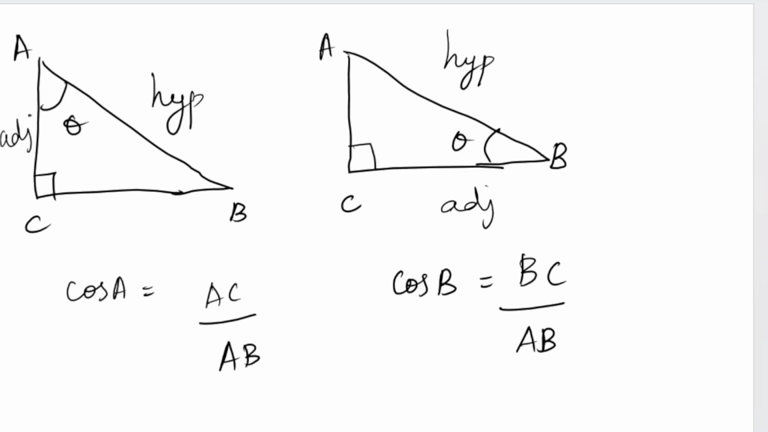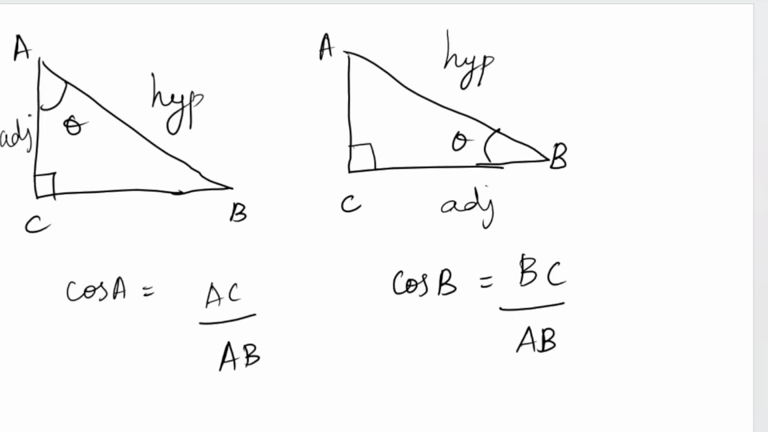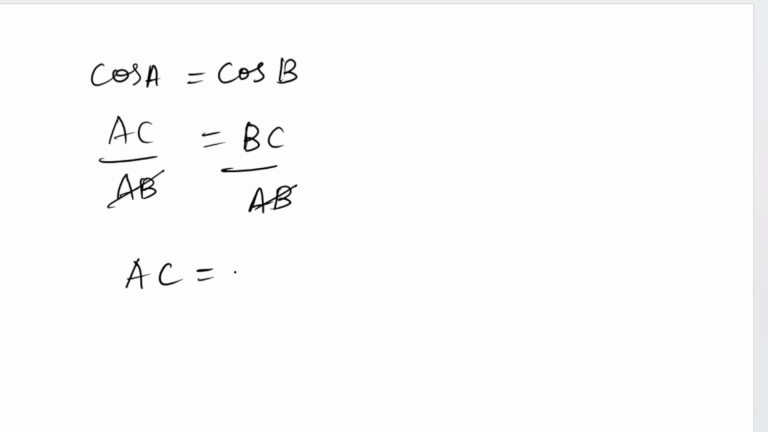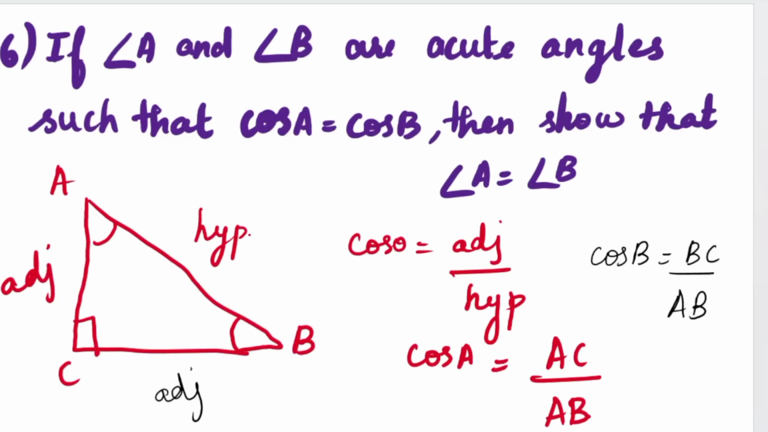Now, what is given in the question? In the question, they have given us that cos A is equal to cos B. What is cos A and what is cos B? Cos A is AC by AB. AC by AB is equal to BC by AB. So this AB and AB will get cancelled. AC is equal to BC. See the triangle. It's given that AC is equal to BC.